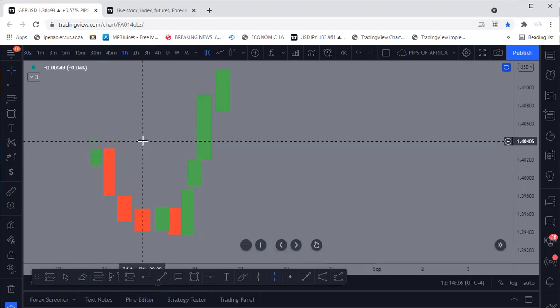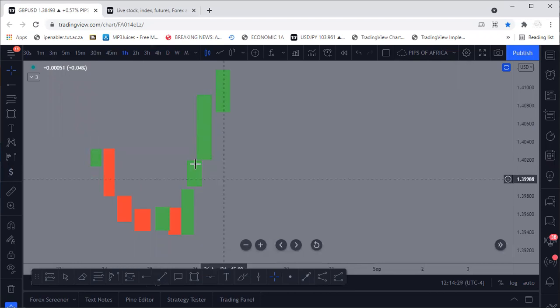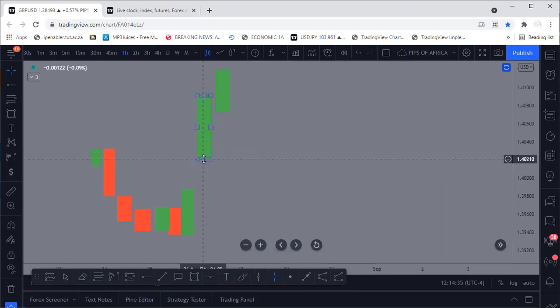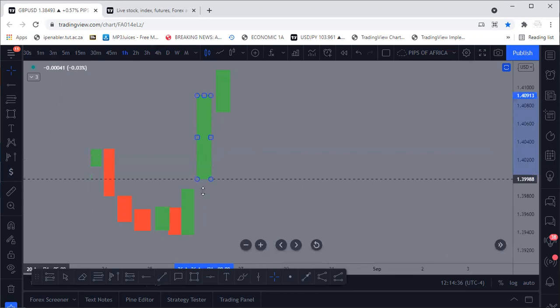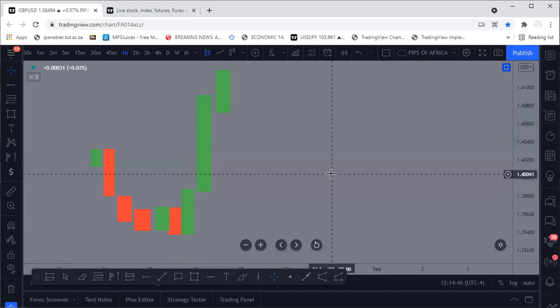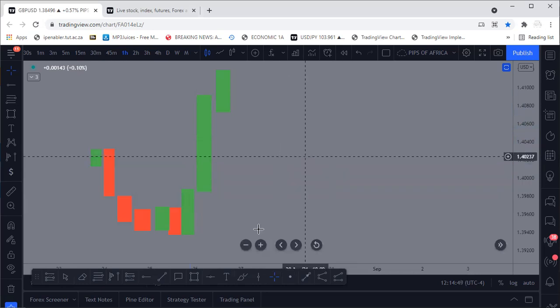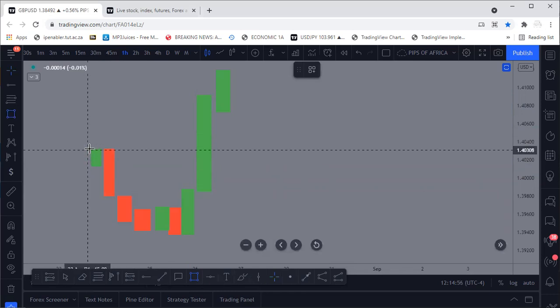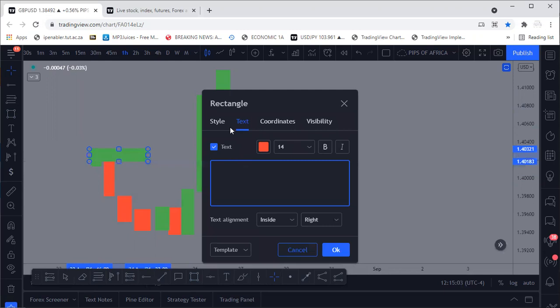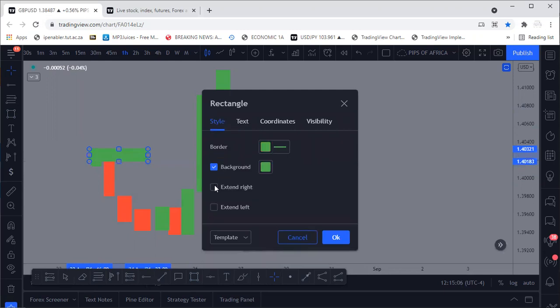But here is the secret. Maybe I have to delete this one for you to understand this thing. I have to delete this one and put this one here. All right, let me just leave it like this. So we have something like this. You know that this is an order block. You mark this one using the correct color, with a style that extends to the right.